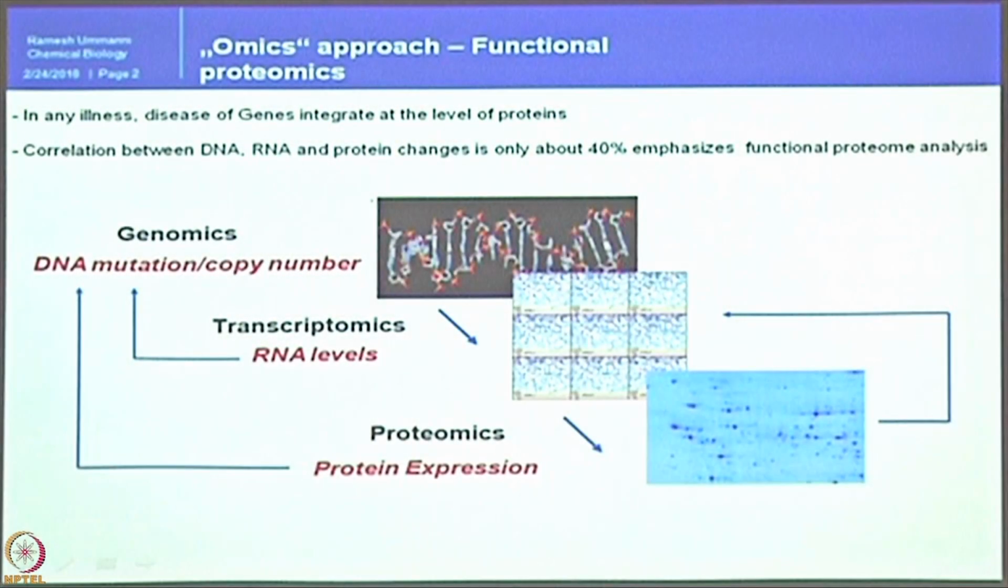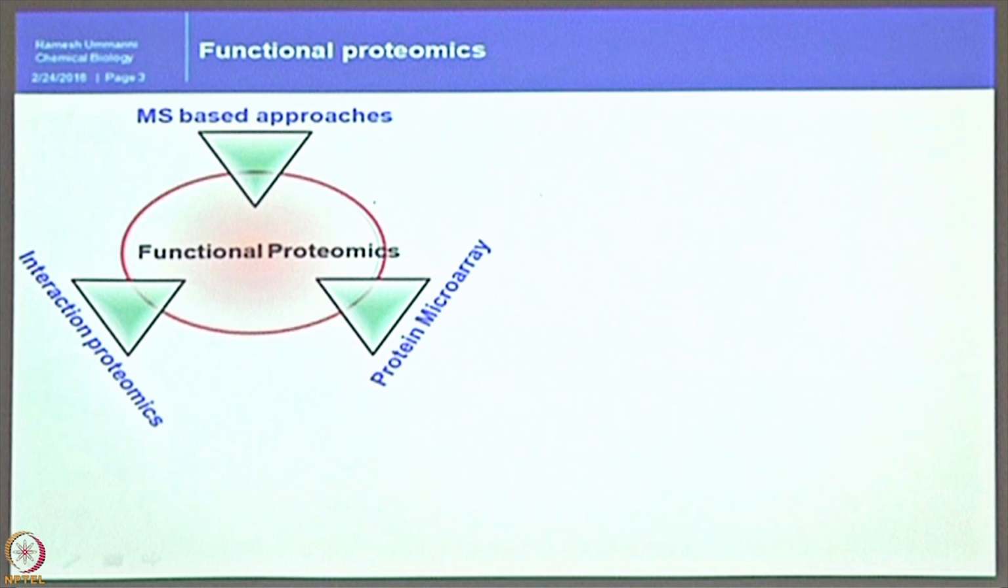Sometimes a protein may express, but it may keep quiet. It's like a silent mutation in the gene, it may keep quiet, nothing to do. So ultimately, if it is a functional protein, then only it reflects in the disease state. If you look here, any illness or disease of genes is integrated at the protein level, that too at the protein functional level. So that is one of the reasons you should perform functional proteomics rather than differential proteomics.